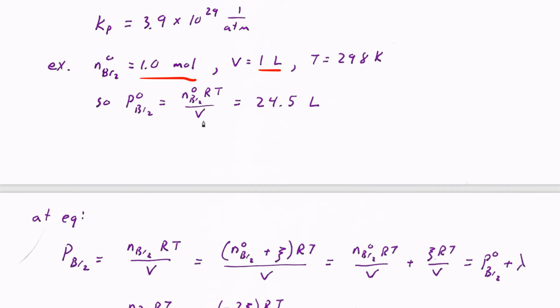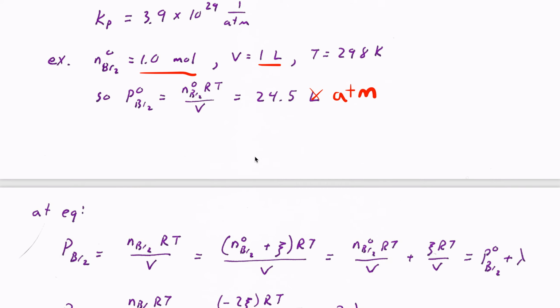moles times RT over V. So if I use the right value of R and T and V, and I'm careful with units, that works out to be a pressure. That should be a pressure, not a volume. A pressure of 24.5 atmospheres for 1 mole at 298 Kelvin in a 1 liter box.